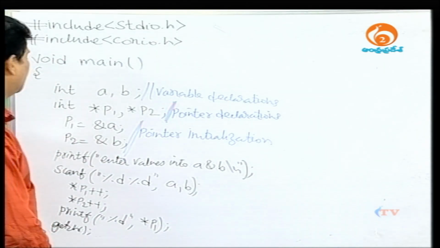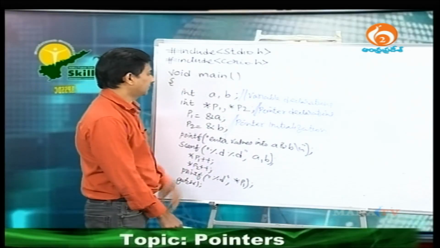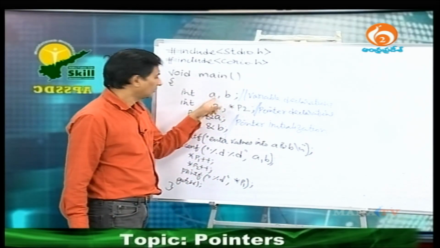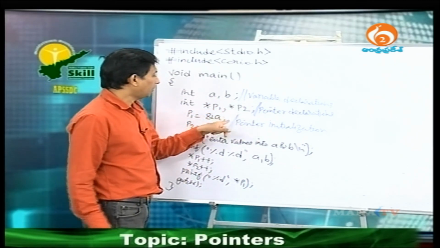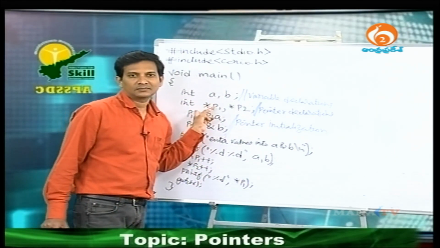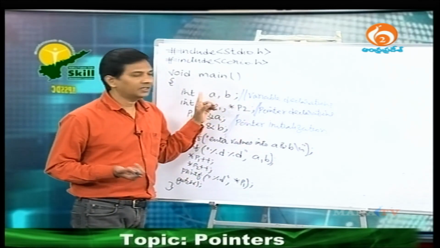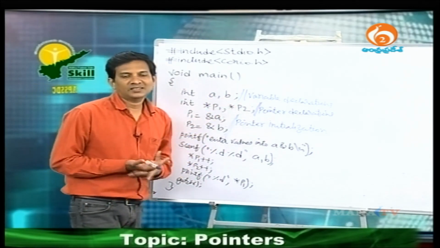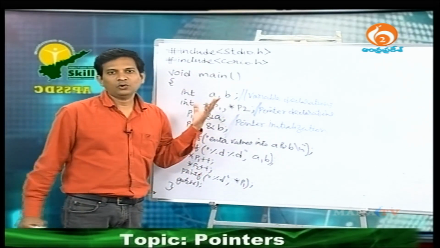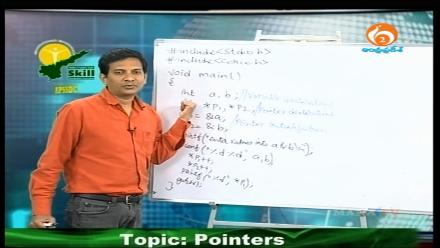Just check here. B and A are the variables of type integer. Star P1 comma star P2 are the two pointer variables of type integer. Because I want to assign integer variables, I declared integer pointers. If they were float variables, definitely I would have to write the float type.